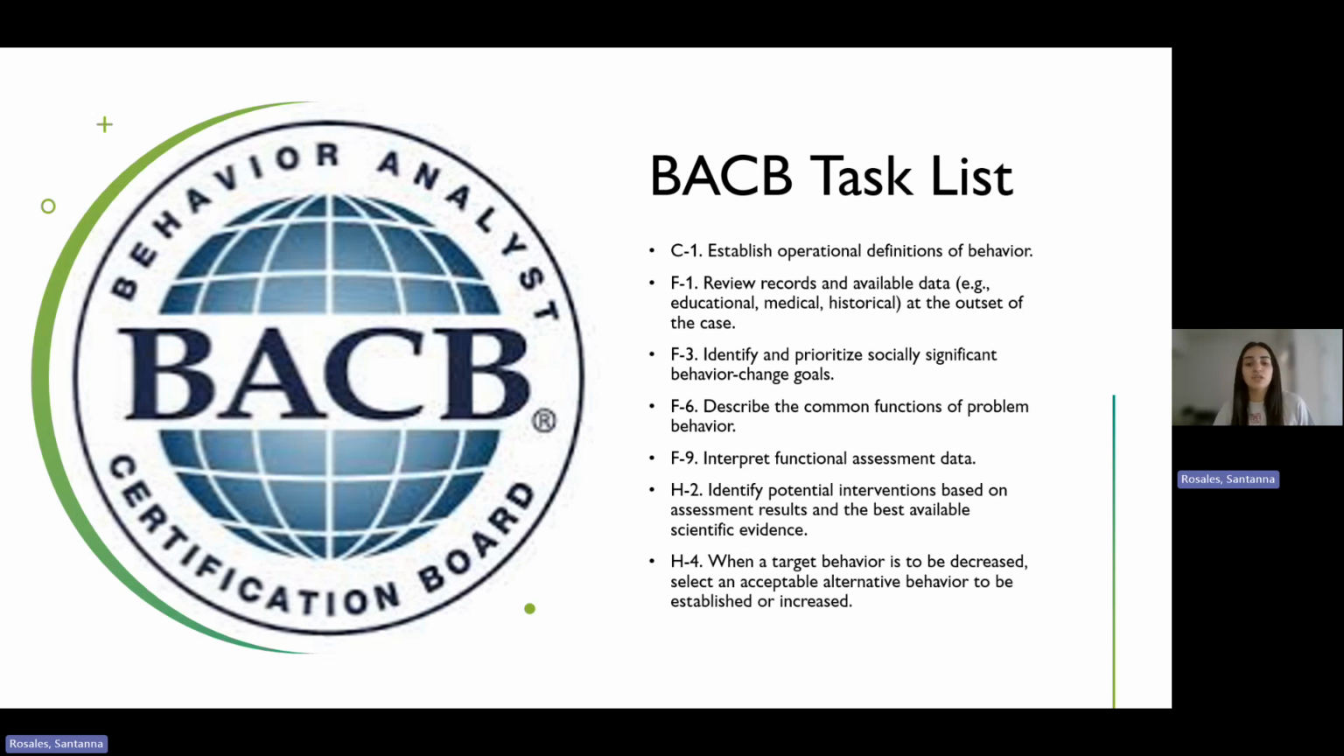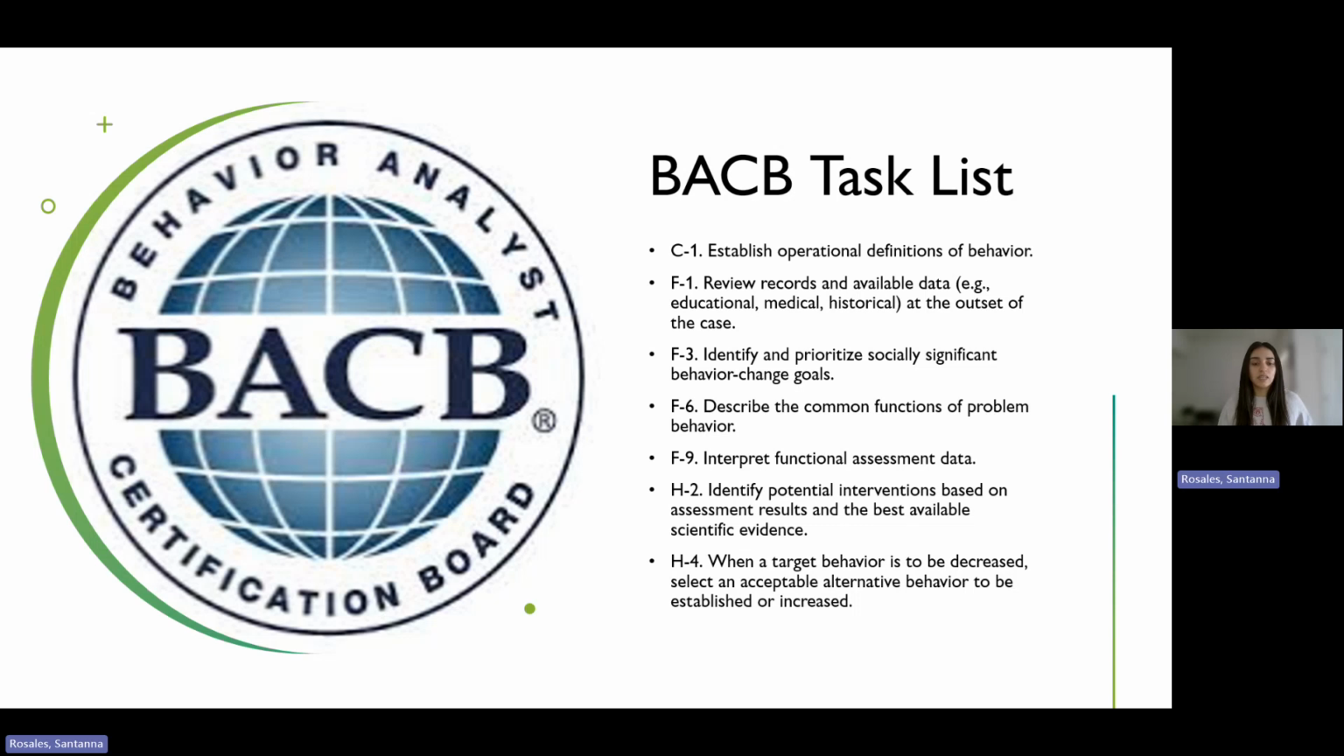For starters, C1, establish operational definitions of behavior. I was able to do this after collecting all my indirect assessment results and my data, as you saw in the previous slide. F1, review records and available data. I was able to do this by reviewing her intake assessments and reports and her diagnosis report. Just some of her data from before I was on her case gave me a little bit of information on how we can move forward from there. Next, F3, identify and prioritize socially significant behavior change goals. After assessing the VB-MAP, particularly, this one gave me the best ideas for new goals for her to work on.